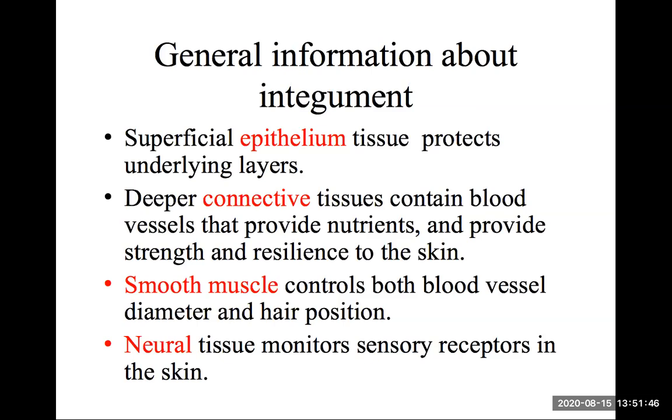And we're also going to see lots of protein structures that give resilience and strength to the integumentary system. Within these layers, we're going to find smooth muscle. Remember, smooth muscle is the involuntary muscle, and that's going to affect the diameter of blood vessels. So diameter is how wide they are. So smooth muscles can control how much blood flows to the surface of the skin, and also the position of hair on the body. And finally, a small neural component, we're looking at sensory receptors in the skin, such as pain receptors, heat receptors, so forth.